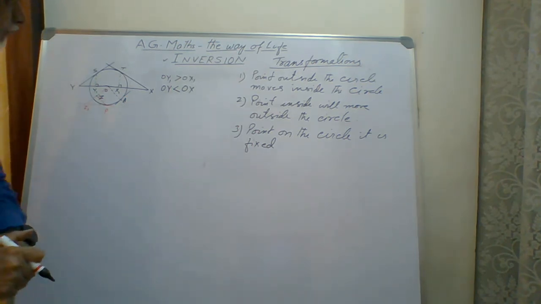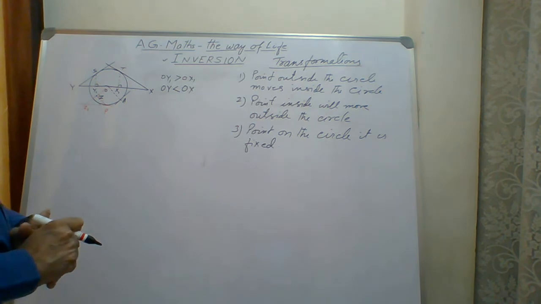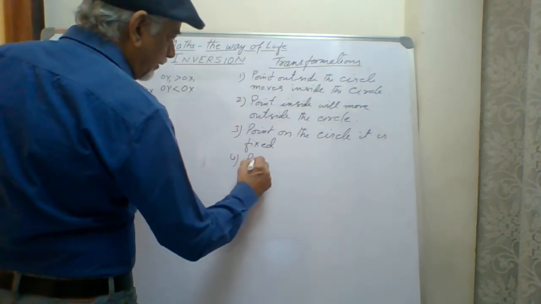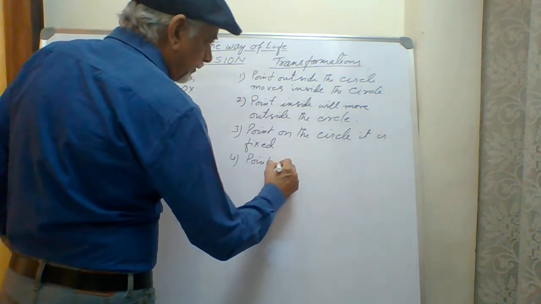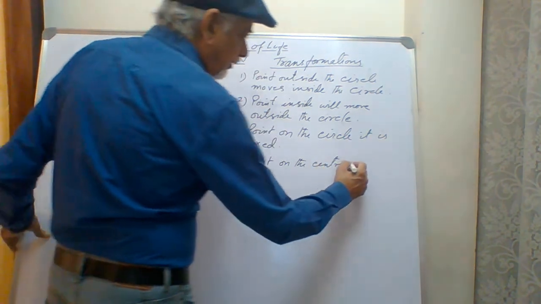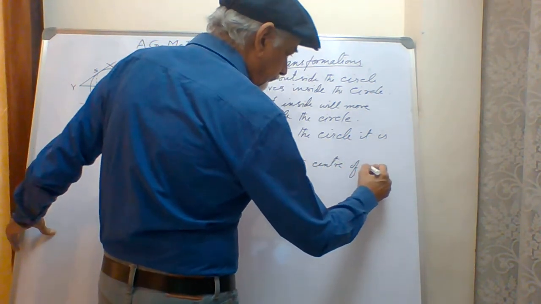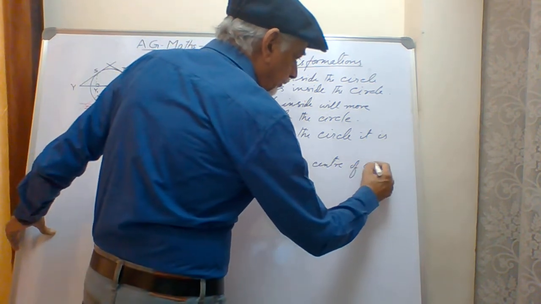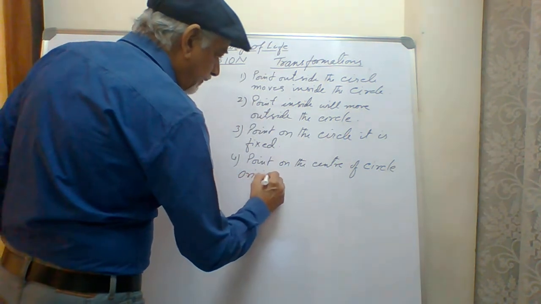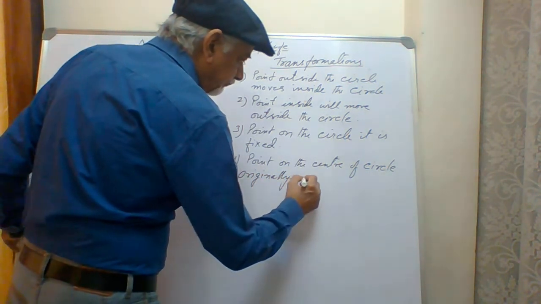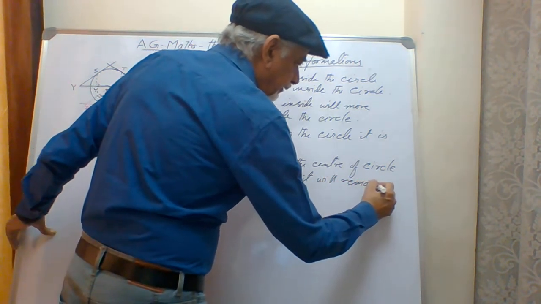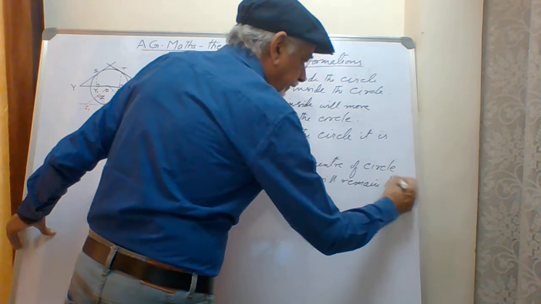Now one thing we have already missed. What is the one point we have missed? If the point is exactly on the center of the circle, what happens to that point? It will remain there.